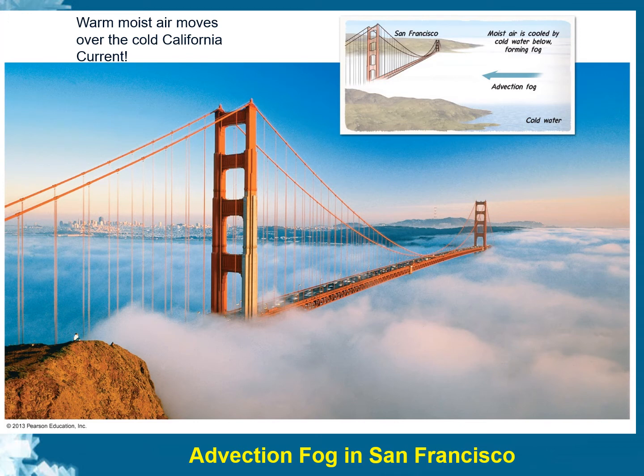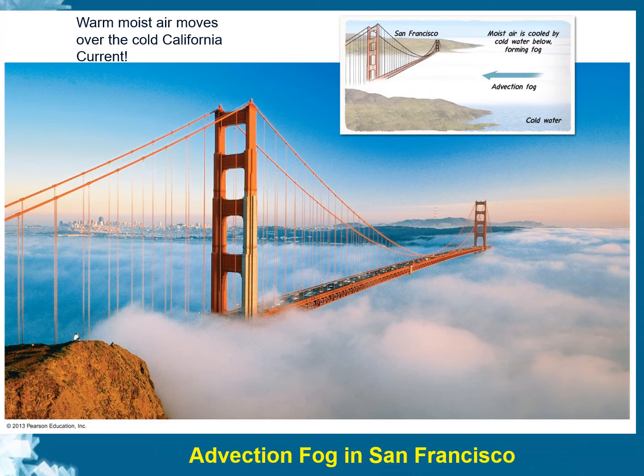This is my favorite example of advection fog. Of course, everybody knows this is San Francisco because you see the Golden Gate Bridge there. What happens here is that, remember, this is on the west coast, meaning that for the Pacific Ocean Basin, it's on the right-hand side of the ocean basin, which means the surface current there is cold. It's called the California current.